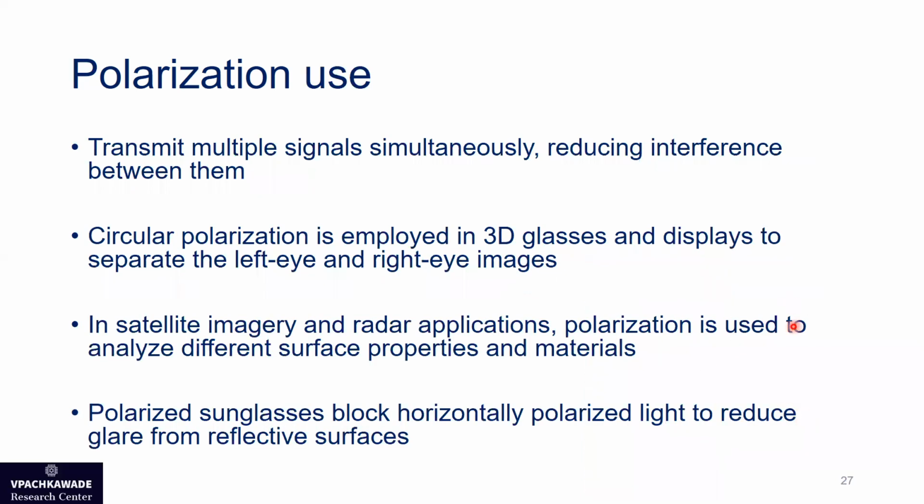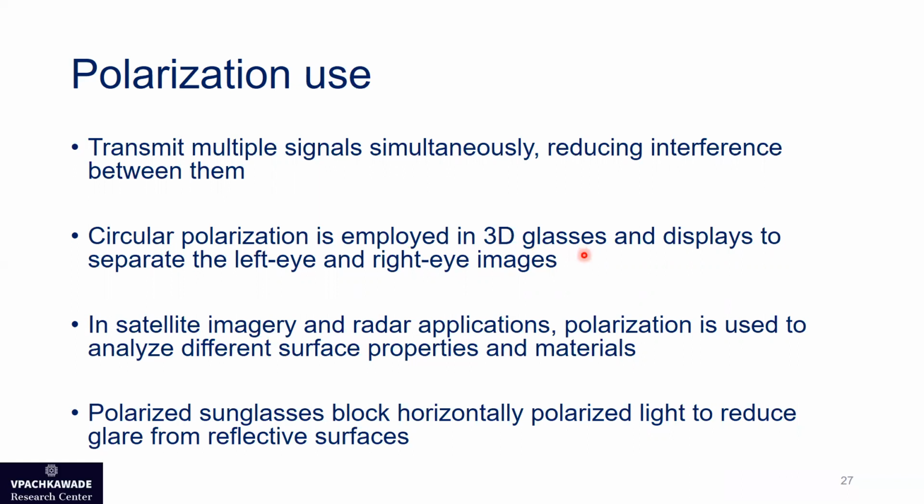What is the use of polarization? First, we can transmit multiple signals simultaneously. The advantage is that it helps us reduce the interference between them. Let's say we have multiple signals to transmit, for example FM radio signals. There are multiple channels, so each waveform can take a different polarization, linear, circular, or elliptical, so that the interference between them is reduced. Circular polarization is used in 3D glasses.